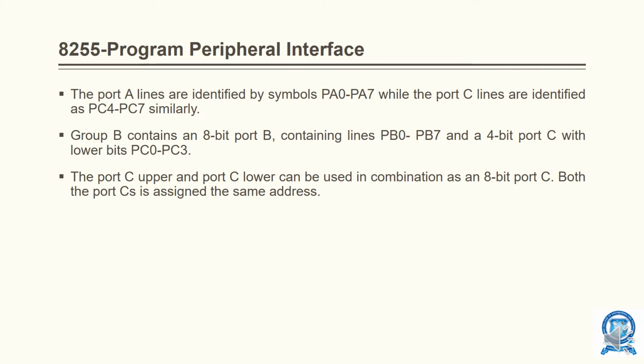The port A lines are identified by the symbols PA0 to PA7 and port C upper lines are identified as PC4 to PC7. So PC4 to PC7 means that is the upper half. The lower half is under group B control. Group B consists of 8-bit port B containing lines PB0 to PB7 and the 4-bit port C with lower bits PC0 to PC3. The port C upper and port C lower can be used in combination as an 8-bit port C. Both are assigned the same address.